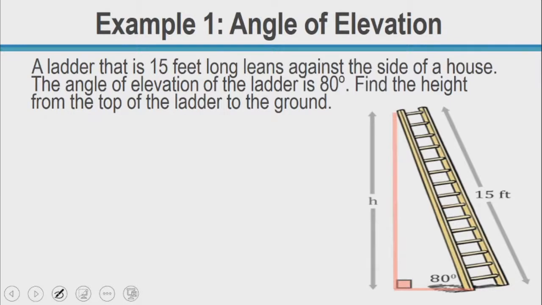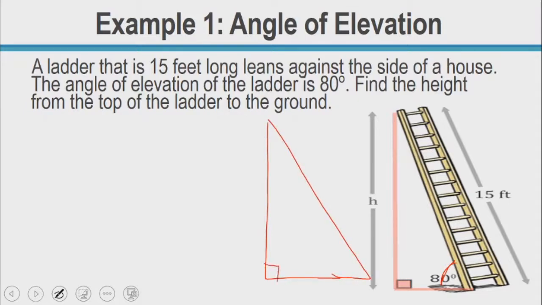So for question number 1, we are given that a ladder is 15 feet long and the ladder is resting against the side of the house, and the angle of elevation that the ladder makes is 80 degrees. We are asked to find the height from the top of the ladder to the ground. So this is a simple right angle triangle. I can redraw this shape like this.